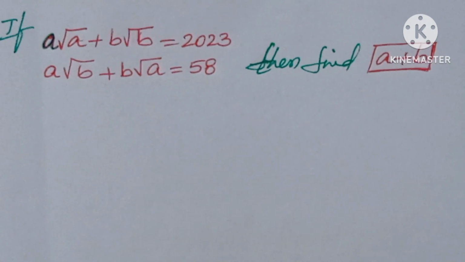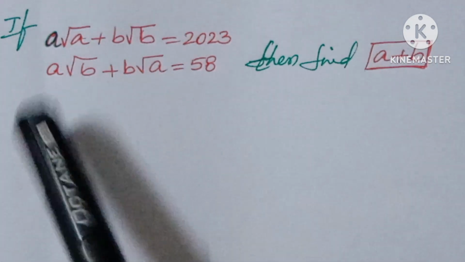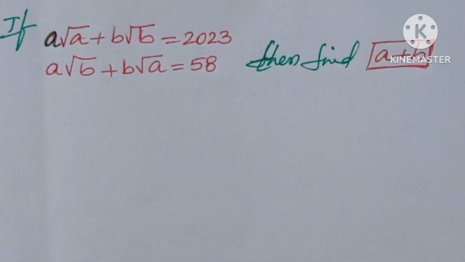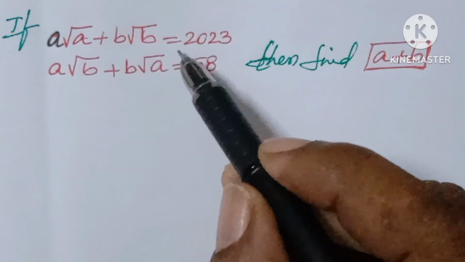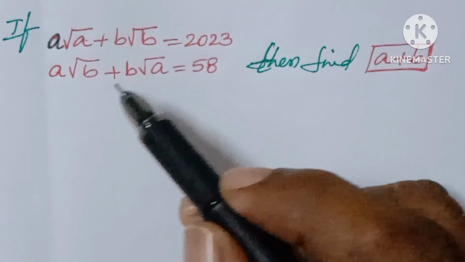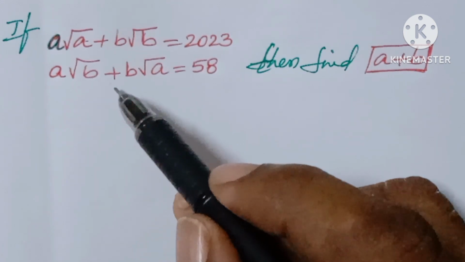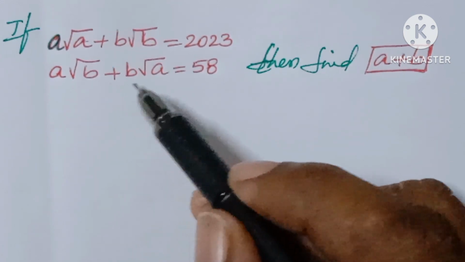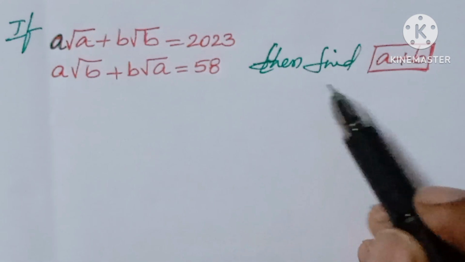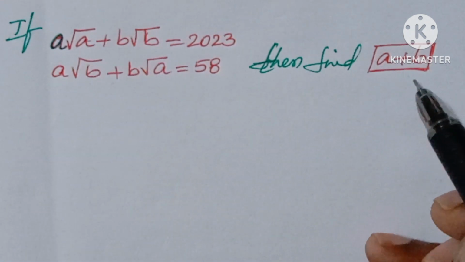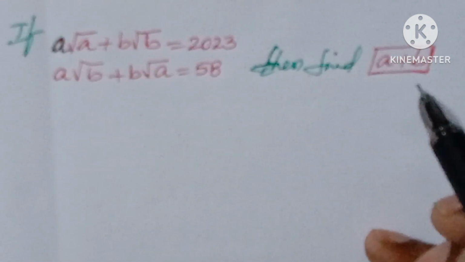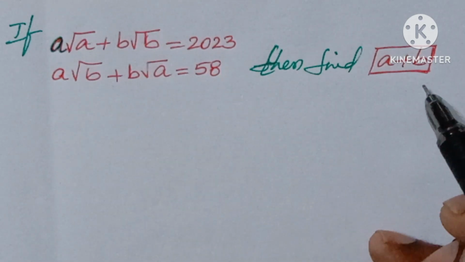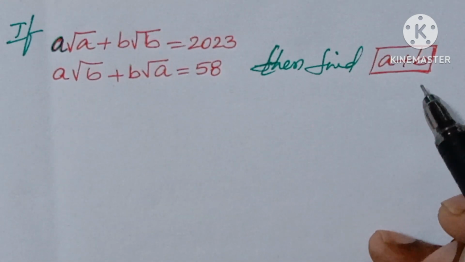Today we are looking at one Olympiad problem. Given that a√a + b√b equals 2023, and a√b + b√a equals 58, find the value of a + b. As you are going to solve this problem, pause the video for 10 seconds and try it.